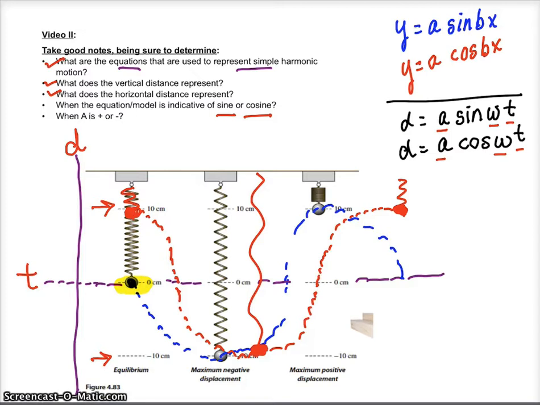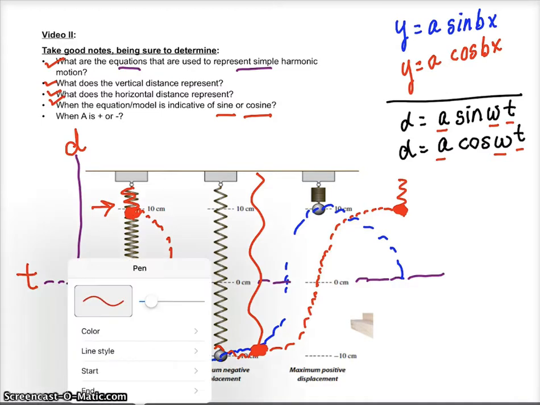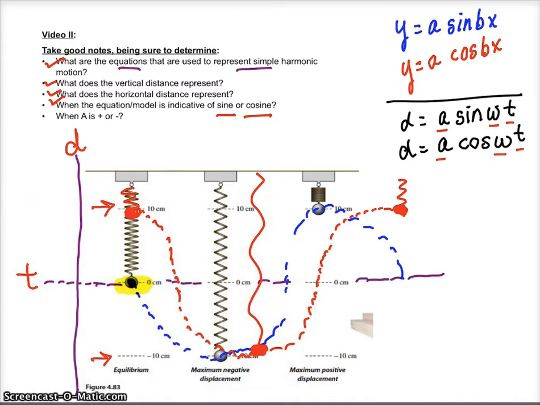And then lastly, how do we know if A is positive or negative? Well, if we look at this picture in blue of the sine wave, we can see that while we're starting at equilibrium, the spring is going downward first. So in that case, A would be negative. If we look at the red, where cosine began, it began at its maximum. In this case, A would be positive. So you would have to interpret that through the equation or the given information.